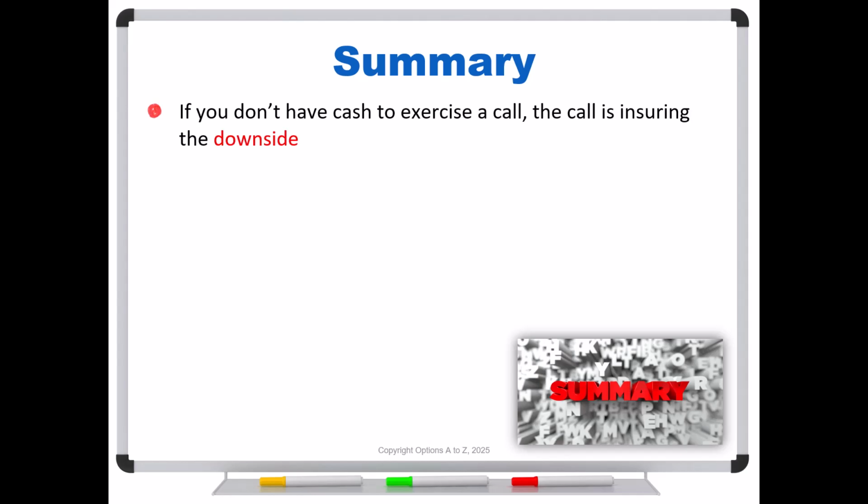So in summary, if you don't have the cash to exercise a call, the call is insuring the downside, just like a put. And in this case, you could make an argument that the buyer and seller both benefit. Yeah, it's not fun to see your call option go to zero, to go up in smoke, but at the same time, you didn't buy the shares. You bought it as an insurance policy. And so that's why we could make the argument that both people benefited.